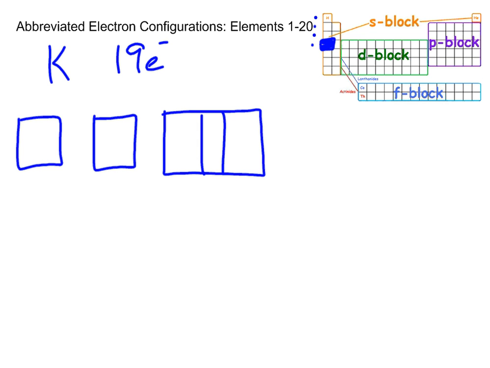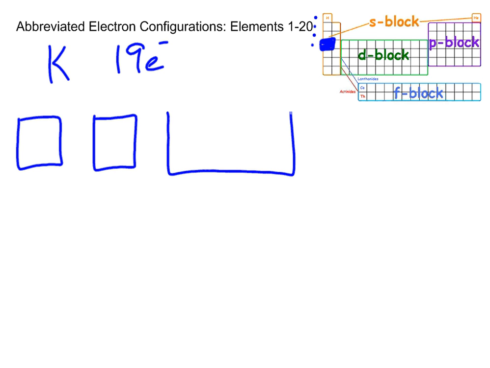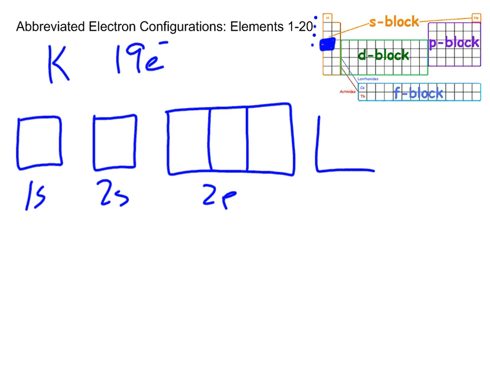2p orbital. That's a horrible orbital. Let's try that again. All right, a little better. All right, so there's my 1s, my 2s, and 2p, right? And then I'm going to need a 3s.